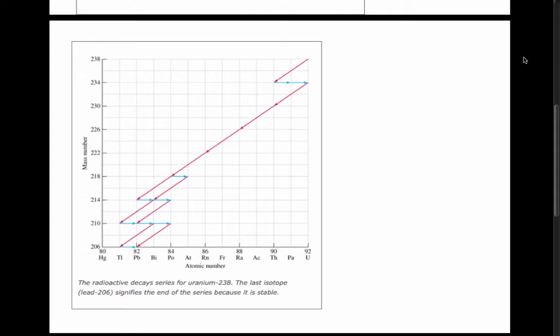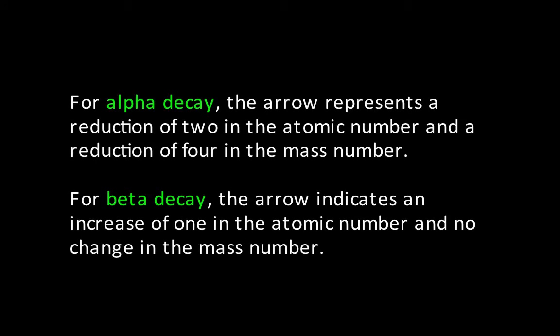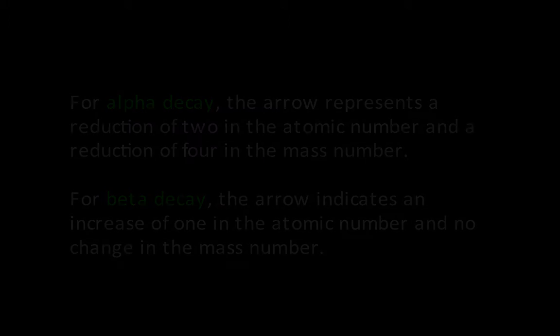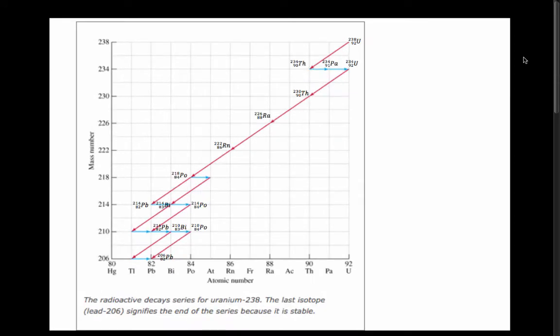Here's one such representation which you might pause and just investigate the axes. You will have noted for alpha decay the arrow represents a reduction of 2 in the atomic number and a reduction of 4 in the mass number. For beta decay the arrow indicates an increase of 1 in the atomic number and no change in the mass number. Check the diagram again. Sometimes it can be represented with the elements present. Press pause and check what's actually there.